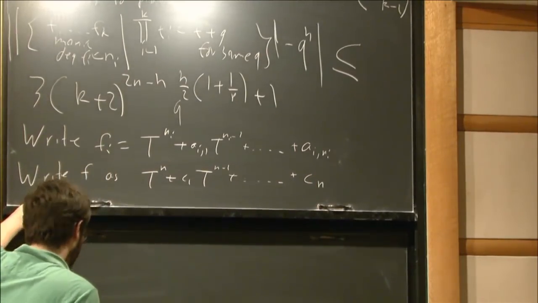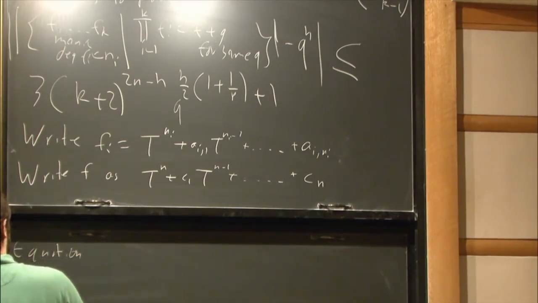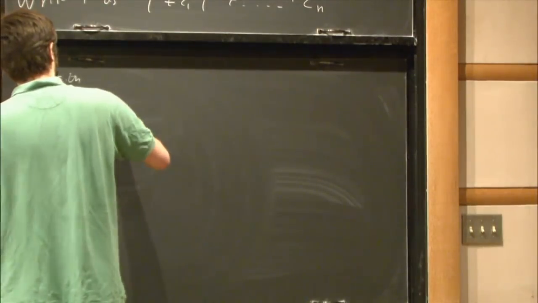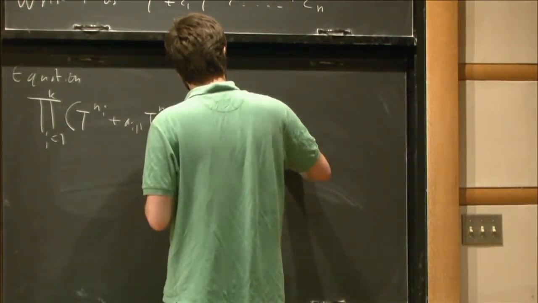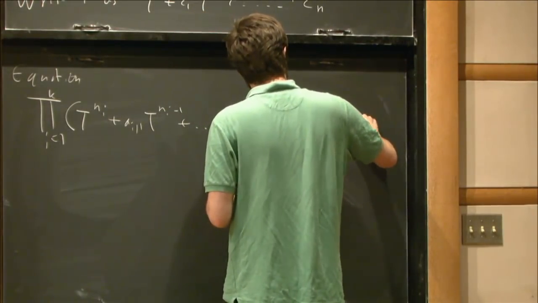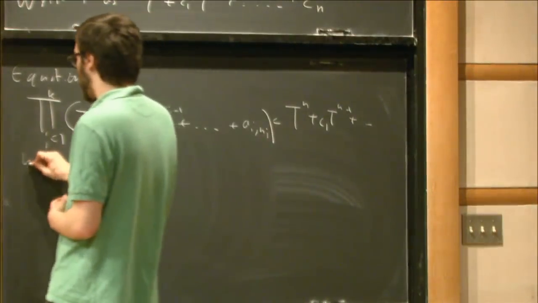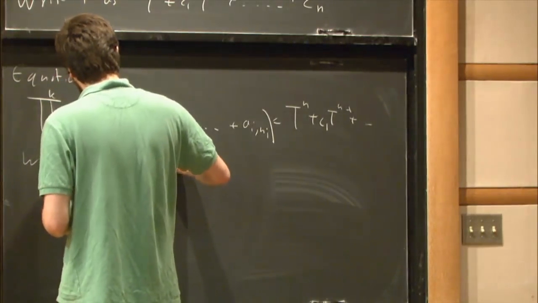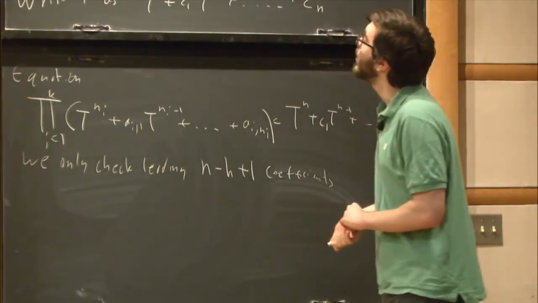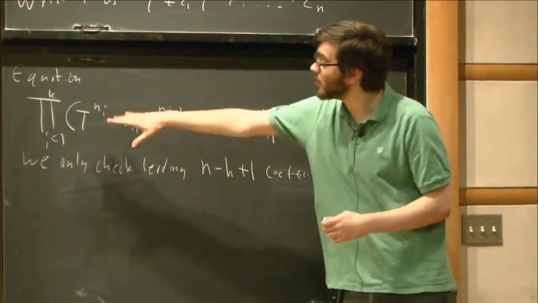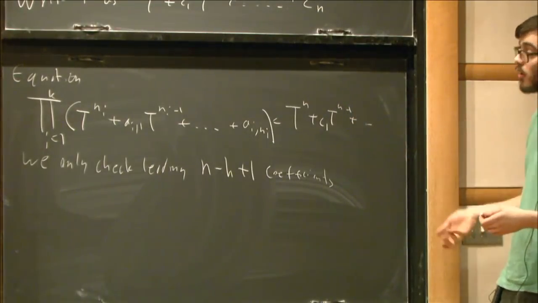And then this equation is the product i equals 1 to k of this polynomial, t to the ni plus ai1 t to the ni minus 1, all the way down to ai ni, should equal t to the n plus c1 t to the n minus 1, plus, and so on. Except, because we're allowed to shift by g, we only check the leading n minus h plus 1 coefficients. So if the leading coefficients of this product are equal to c1 up to c n minus h, then there exists such a g which will make all the coefficients equal, and otherwise there won't be.